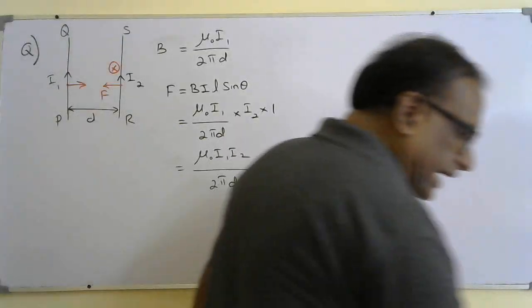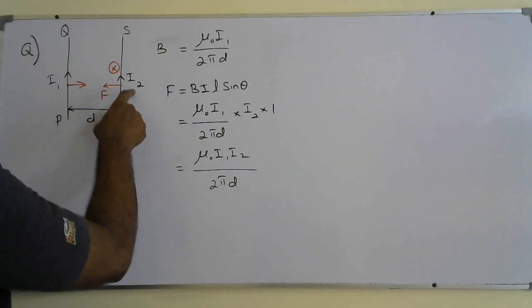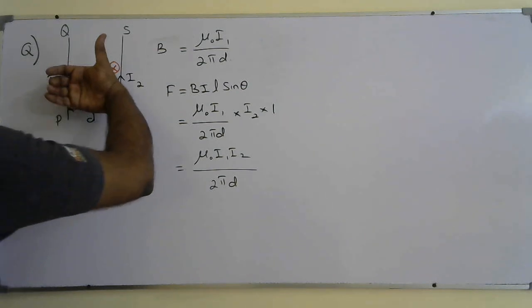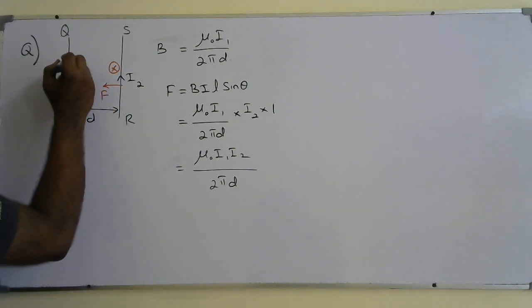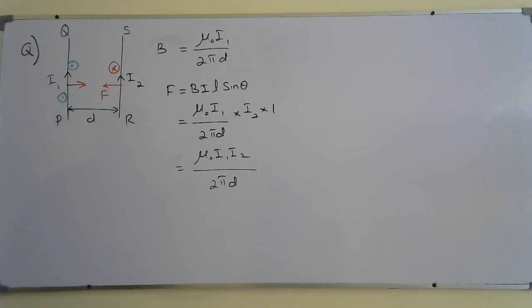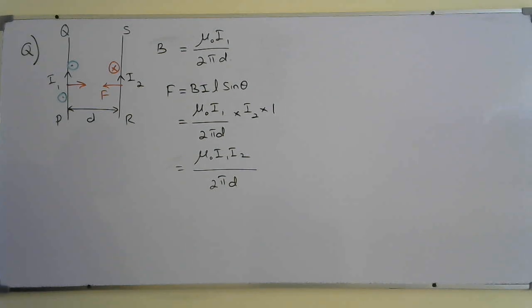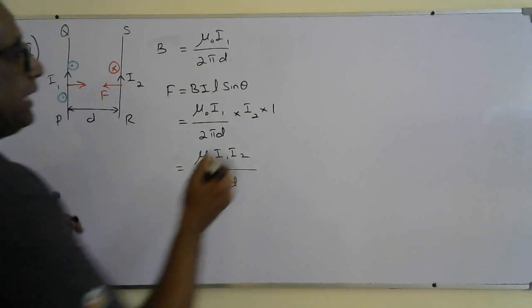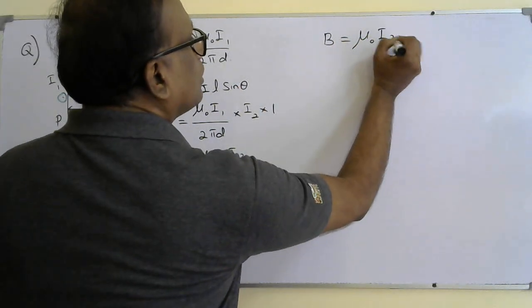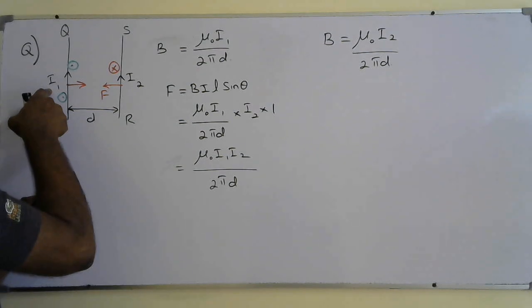But if you want, you can use again right hand grip rule for field. So I can say the wire PQ is in the magnetic field of current I2. So the direction of the magnetic field produced by I2 on wire PQ will be out of the page. That will be out of the page. That magnetic field is given by B equals mu naught I2 over 2 pi d, the magnetic field produced by current I2 on wire PQ.